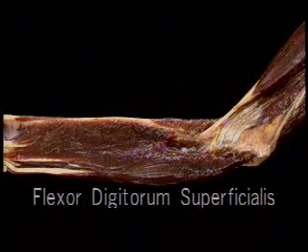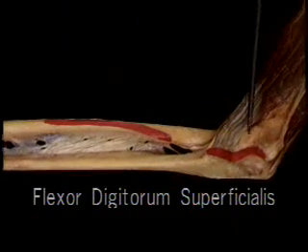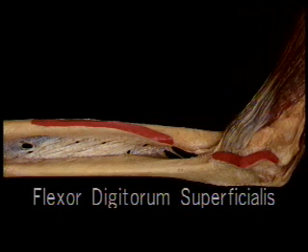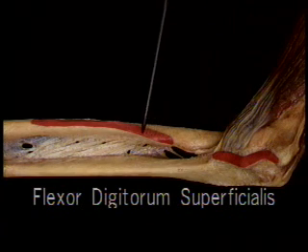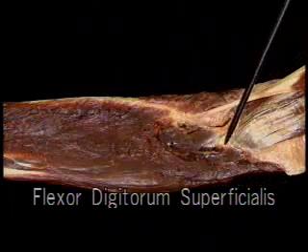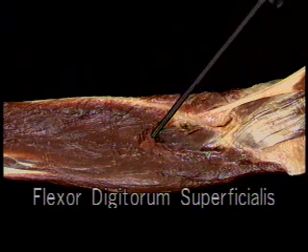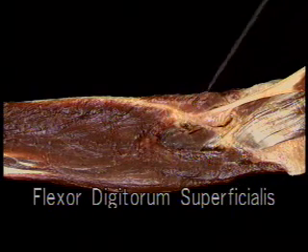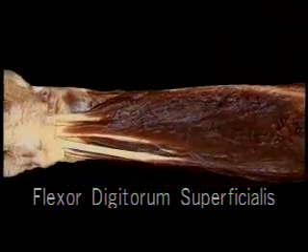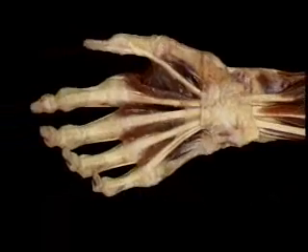The humero-ulnar head arises as part of the common flexor tendon from the medial epicondyle of the humerus and also from the adjoining ulna. Its radial head arises from this long oblique line on the radius. Between the two heads, there's a gap which the median nerve and the ulnar artery both pass through. The four separate tendons of flexor digitorum superficialis are bundled together as they enter the carpal tunnel.